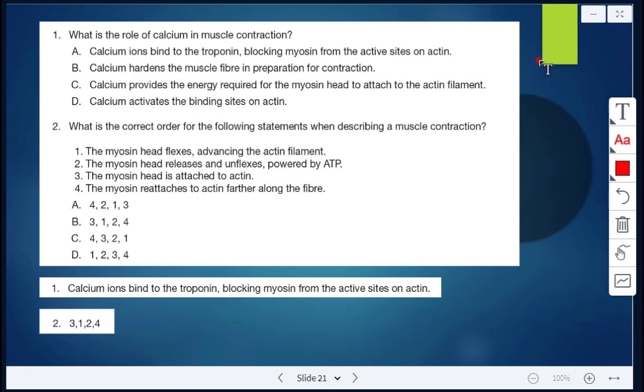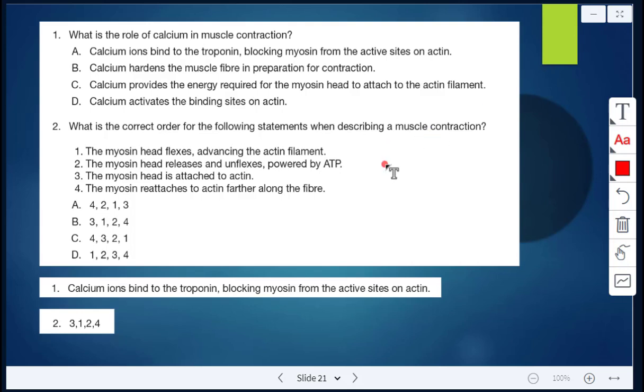So let's take a look at some questions here. What is the role of calcium in muscle contraction? So we know that calcium ions will bind to troponin, blocking myosin from the active sites on actin.